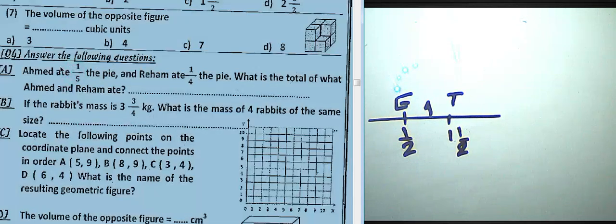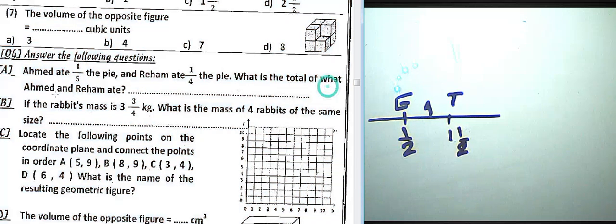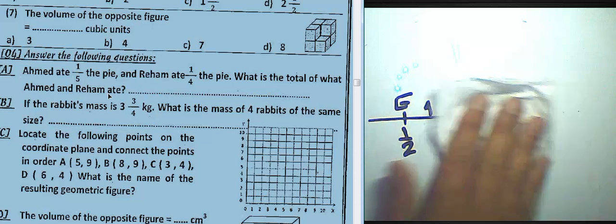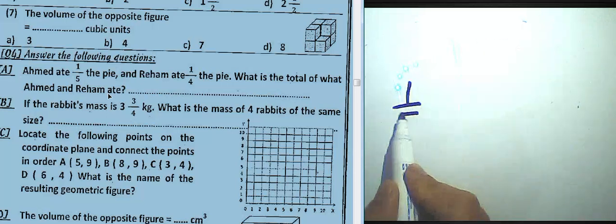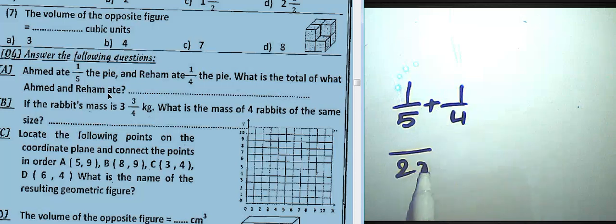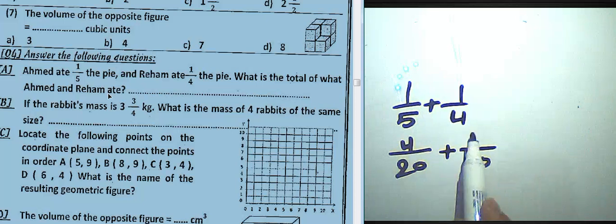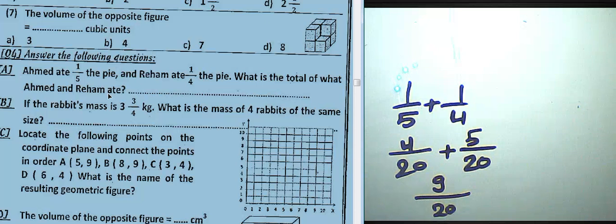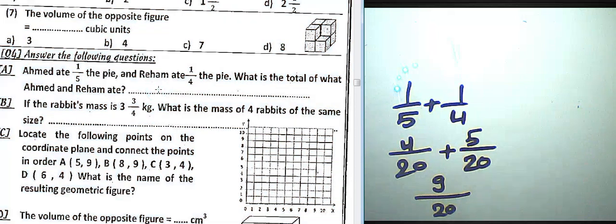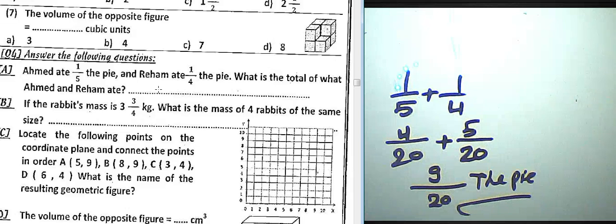Answer the following questions. Ahmed ate 1/5 of the cake and Riham ate 1/4 of the cake. What is the total that Ahmed and Riham ate? We can add 1/5 plus 1/4. Write 20 in the denominator. 4 times 5 equals 20. 4 times 1 equals 4. 4 times 5 equals 20. 1 times 5 equals 5. 5 plus 4 equals 9. 9 over 20. Okay, understood? The result here is 9 over 20 of the cake. They ate 9 over 20 of the cake.